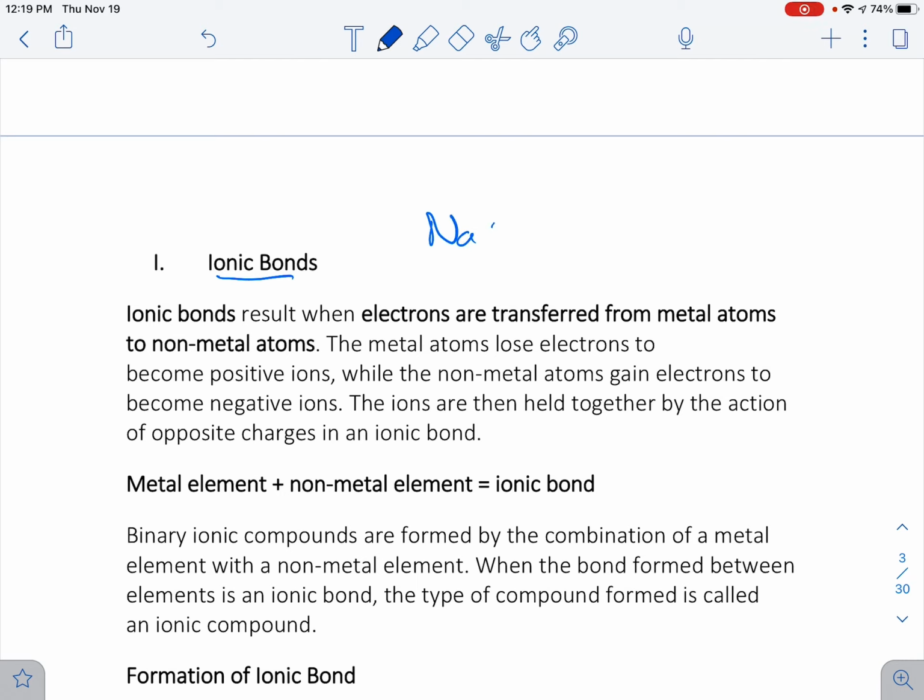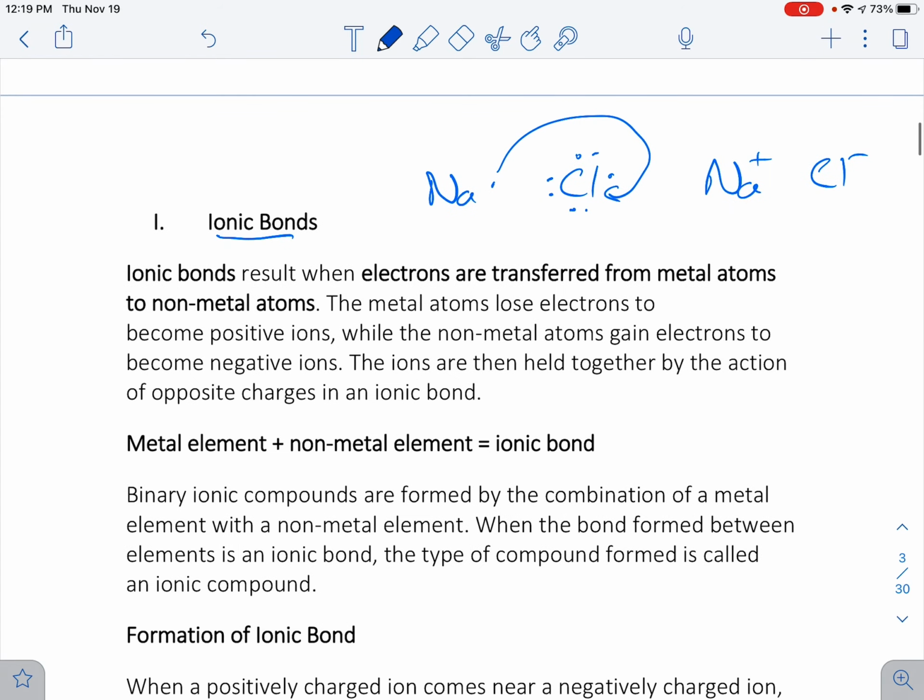So when a sodium atom and a chlorine atom come together, it can be thought of that the sodium gives the electron up to form positive and negative ions. So the metal atoms lose their electrons, forming positive ions, while the non-metal atoms gain electrons to become negative ions. The ions are then held together by the action of opposite charges in an ionic bond. This is known as the electrostatic force.